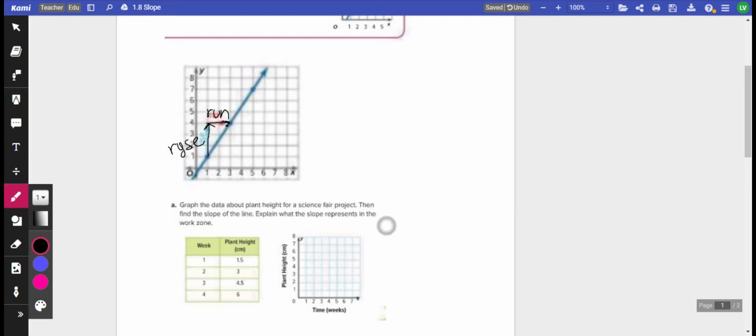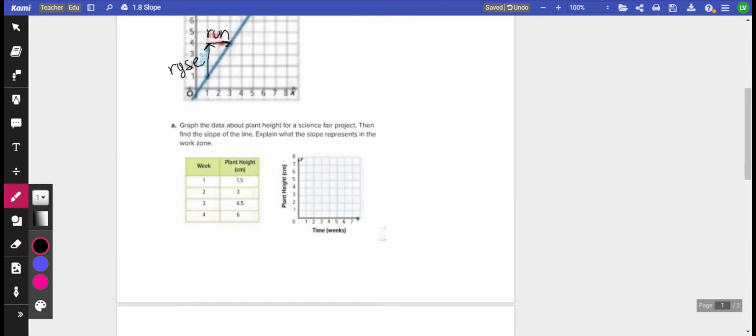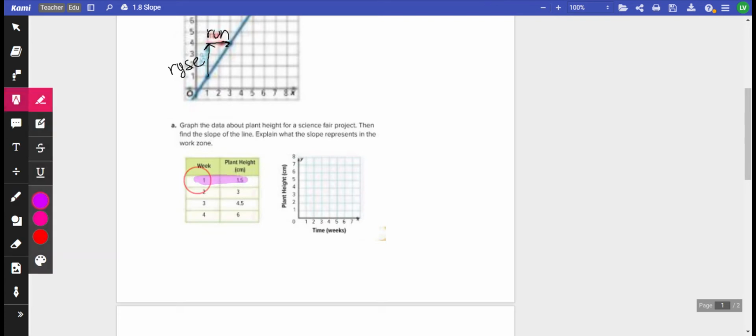Letter A, graph the data about plant height for a science fair project. Then find the slope of the line. Explain what the slope represents in the work zone. So my ordered pairs are (1, 1.5), (2, 3), (3, 4.5), (4, 6).